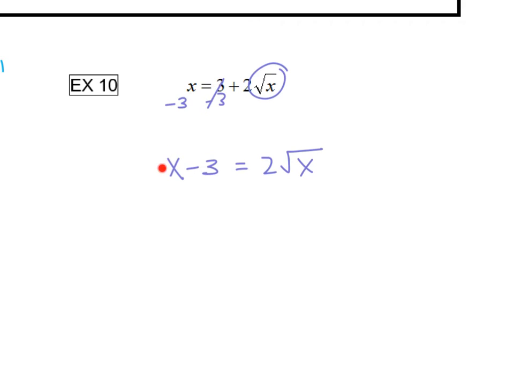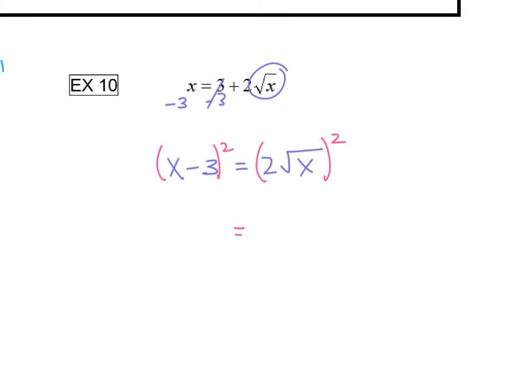So I'm kind of looking at this side. If I divide this side by 2, it's actually going to leave me with a fraction because x minus 3 wouldn't divide by 2. The x doesn't divide by 2. The 3 doesn't divide by 2. So I'm just going to leave the 2 with the square root of x. I'm still going to square both sides because it's a square root.